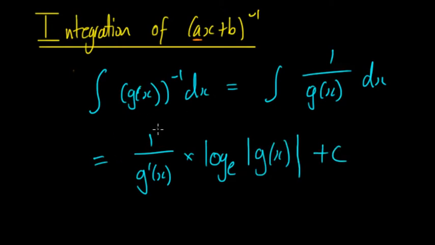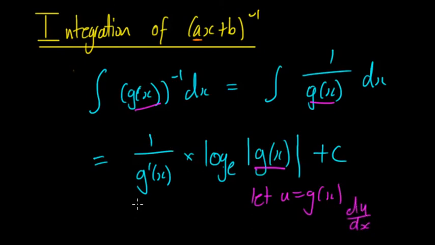So whatever the function is, you find the derivative, go 1 over that derivative, and then times it by log e, the g(x) remains the same, and it goes inside the modulus. And you can check that by diffing this. When you diff this here, you can let u equal g(x). Then when you diff it, you times by du dx. So these two would cancel, and we would be left with the 1 over g(x). This is what we started with.